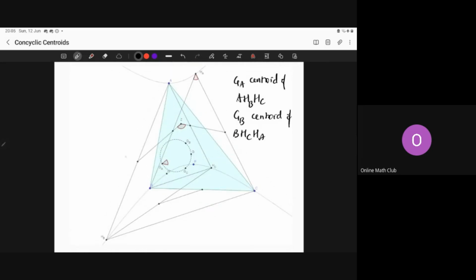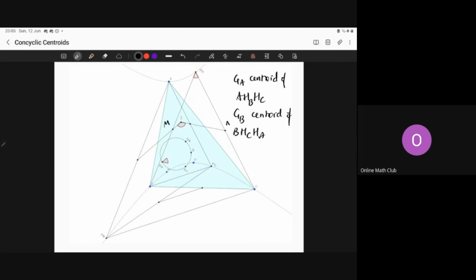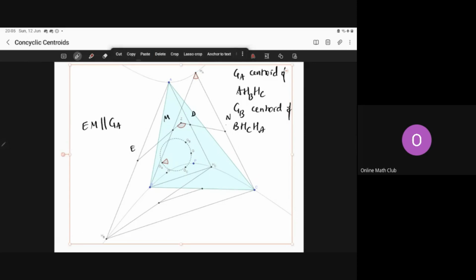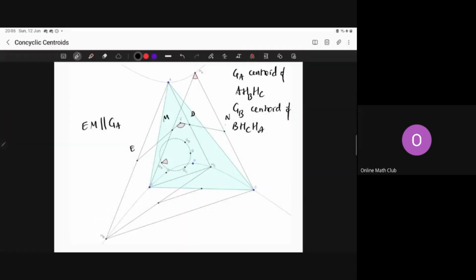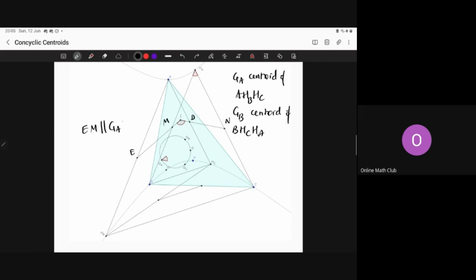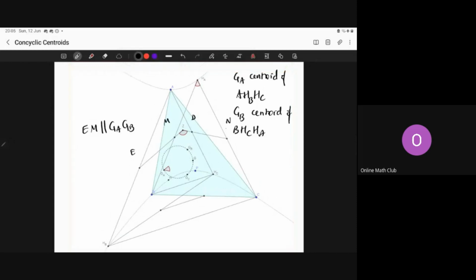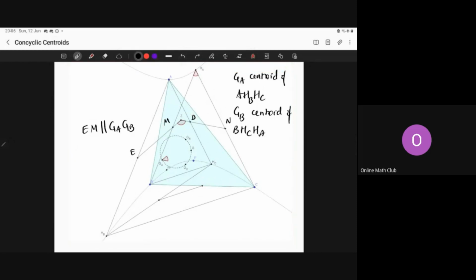Let's say this is the midpoint. Let's call this M. The midpoint of CHB is N. The midpoint of AHC is, let's say, D, and this is E. So you can show that EM is parallel to GAGB. GM is parallel to GAGB. Again, this is easy.